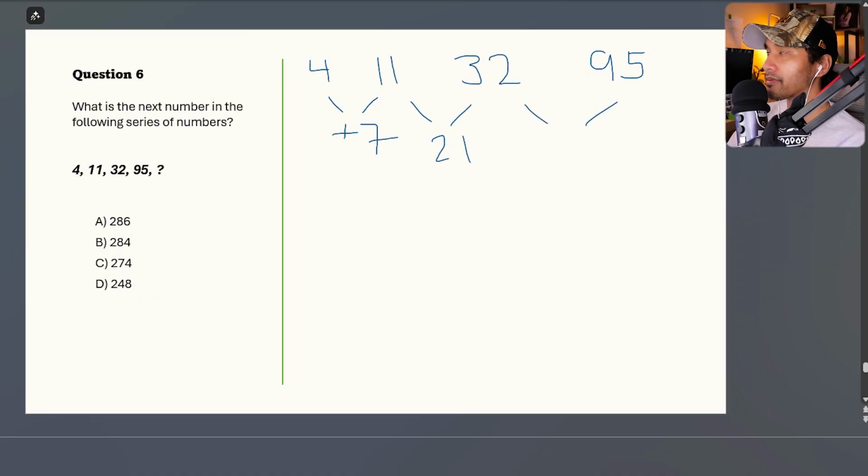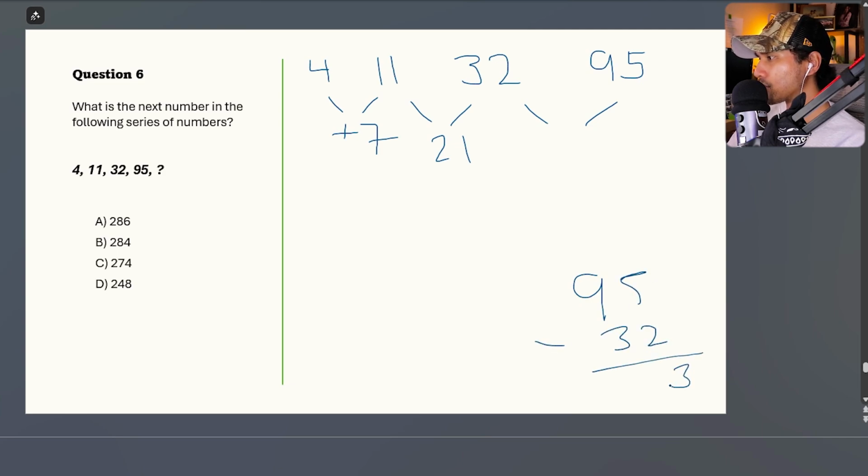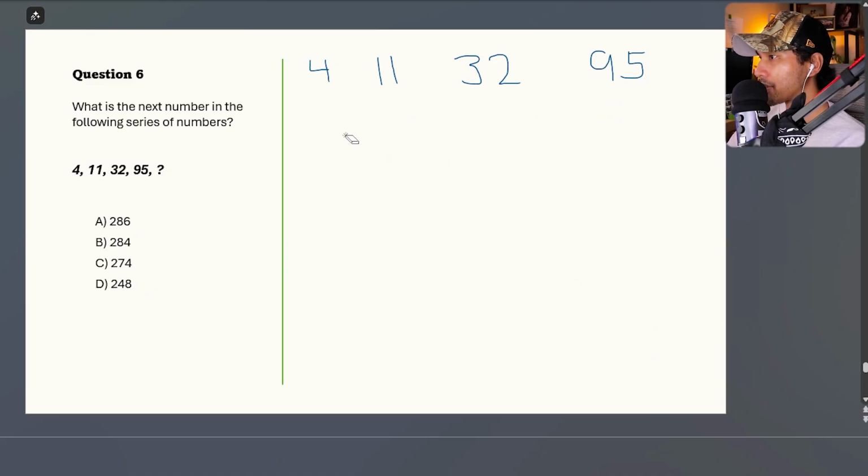32 to 95, see, I would do this on the test. I'd be like, oh, what's 95 minus 32? Minus 3, 63, 63. Then I would try to find the differences here, and then it just won't work out, okay? I guess the best way to arm yourself with this is just to know they will throw curveballs like this where you have, I think it's called a mixed rule.